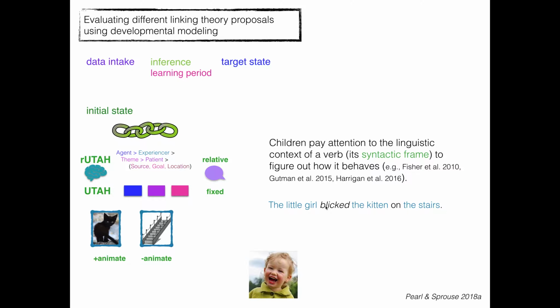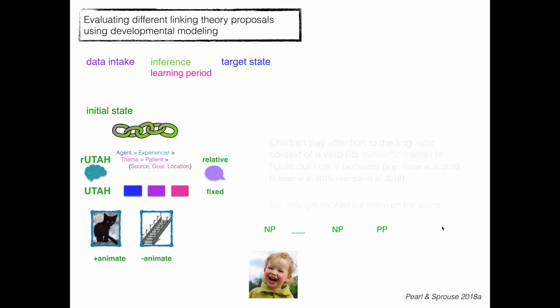So in the case of the little girl blicked the kitten on the stairs, the idea is that you would have a noun phrase before the verb, a noun phrase after the verb, and a prepositional phrase, on the stairs, after that. So this would be the syntactic frame that you're able to extract, that you have the ability to notice and to use. And so that's all the stuff that's going on in our kids' initial state in terms of the knowledge that they're getting.